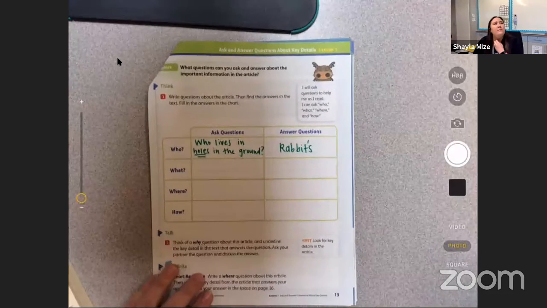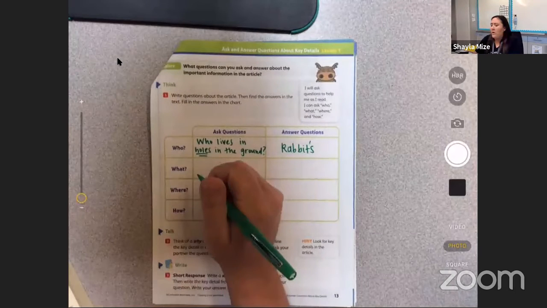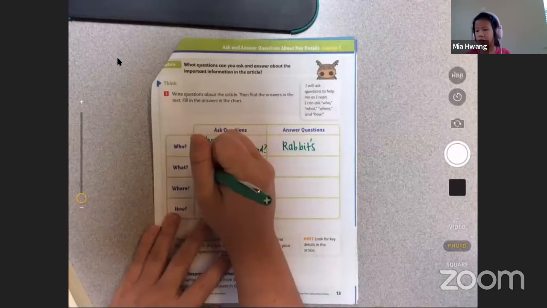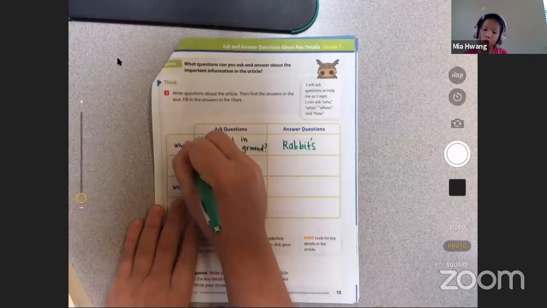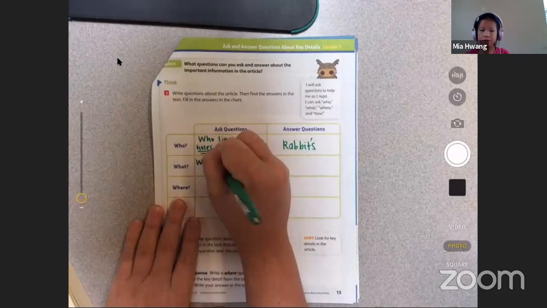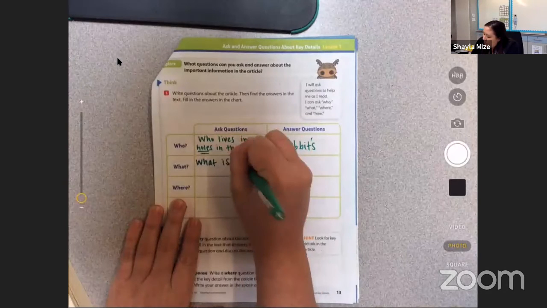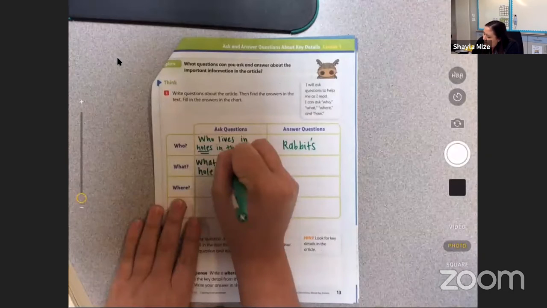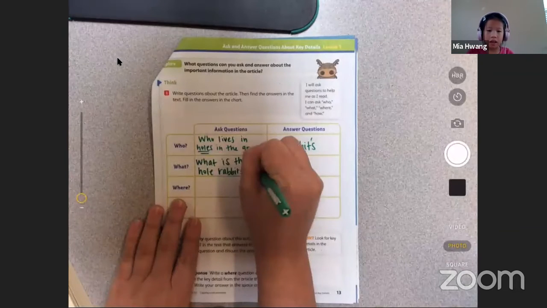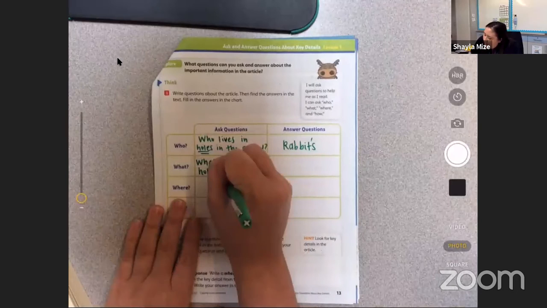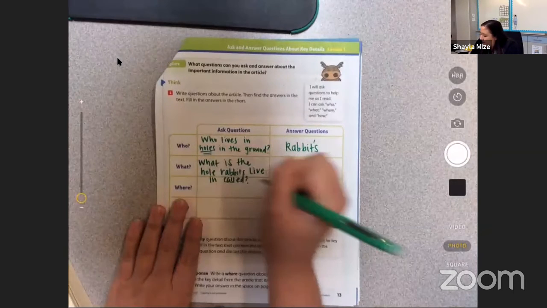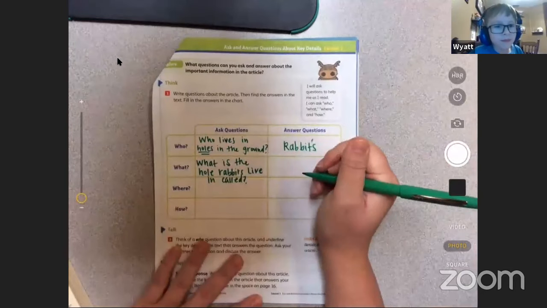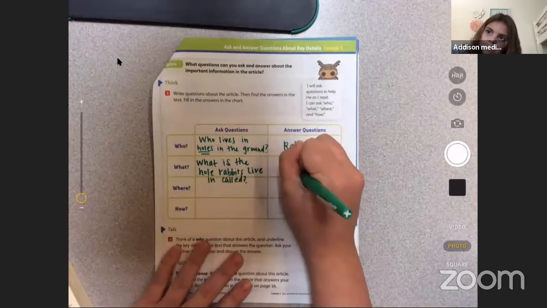So Mia, what was your what question? My question is, what is the home rabbits live in called? And what is the answer to that? Everyone unmute themselves. What is it? What's it called? Burrow. Burrow.